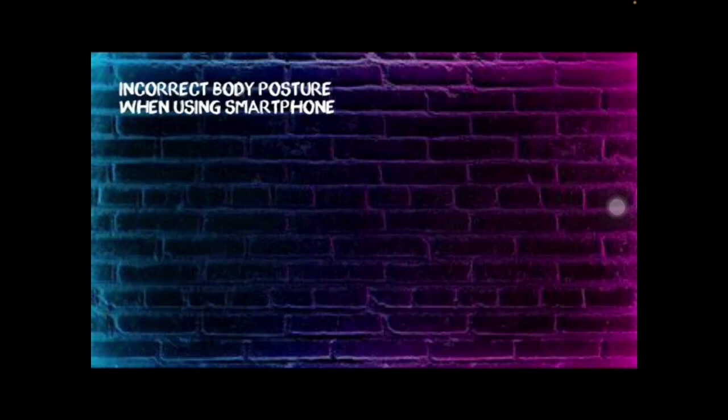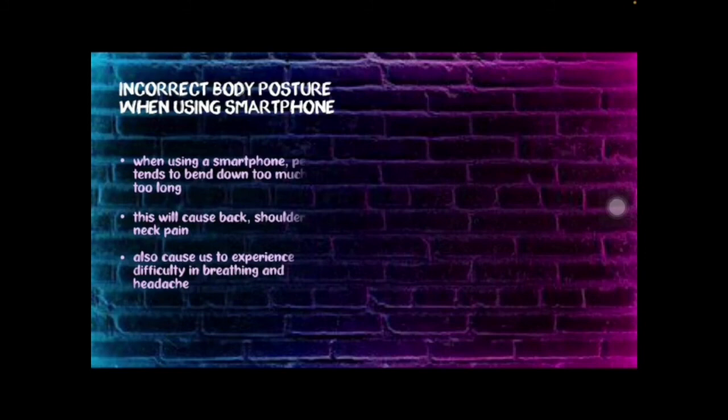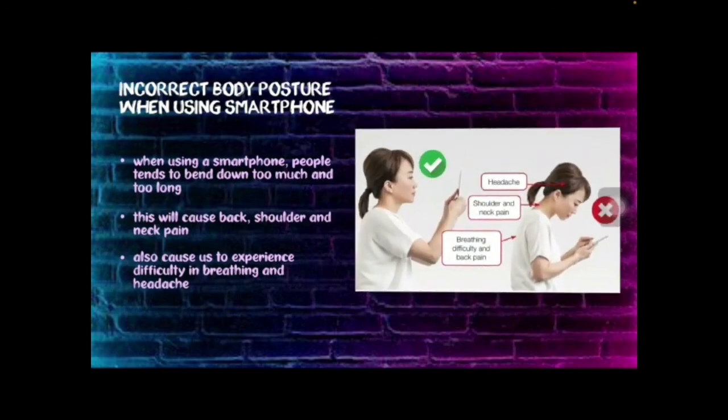Lastly, what is the effect of incorrect body posture when using a smartphone? As we know, we use our smartphone almost every day in our daily life. But if we use incorrect body posture, what is the effect of it? When using our smartphone, people usually bend down too much and too long. So, this will cause back, shoulder, and neck pain. And lastly, it will cause us to experience difficulty in breathing and headache.